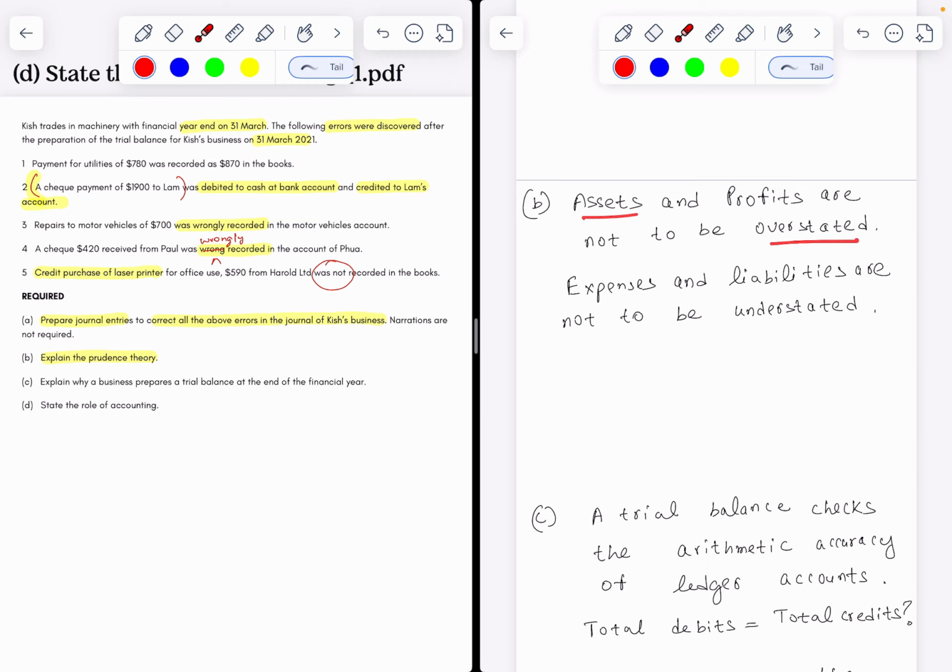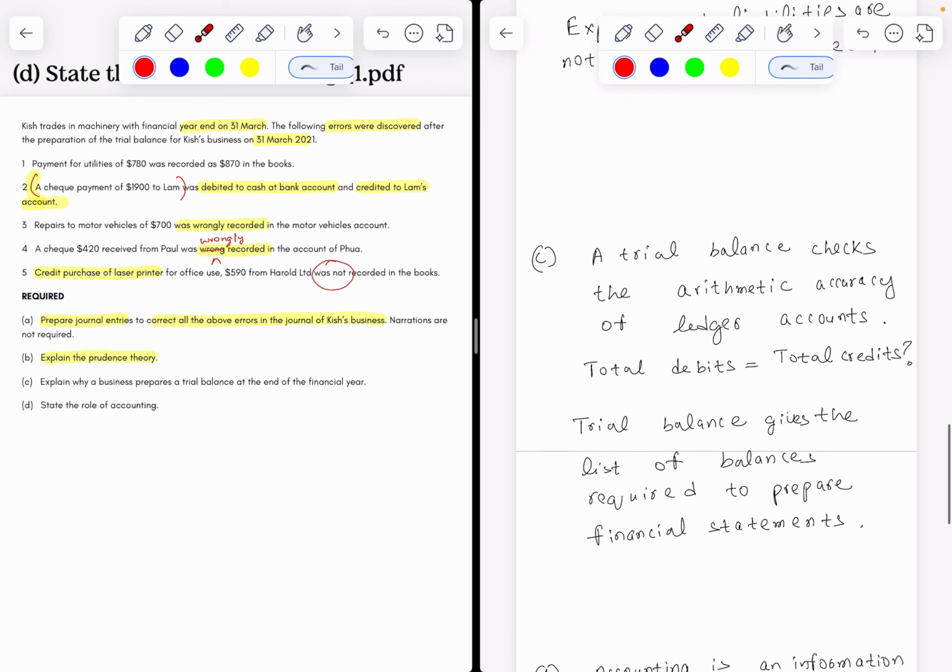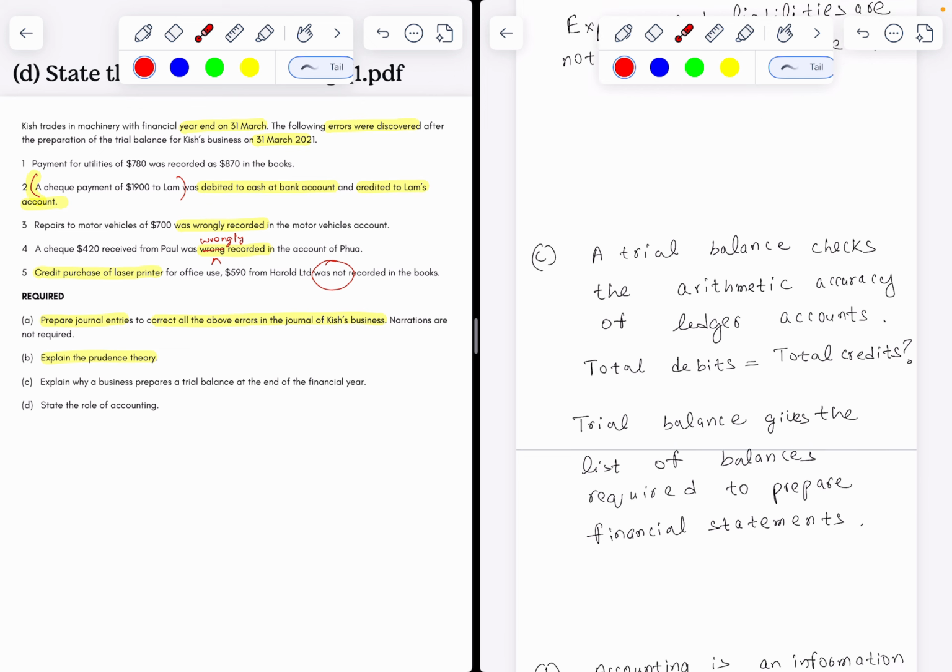So again, this is part of the prudence theory on why we do things like this, where for non-current assets, we would like to show the total depreciation, and for current assets such as trade receivables, we would like to show the allowance for impairment of trade receivables, and then also show the impairment loss on trade receivables or any reversal of impairment loss in our expenses. Okay? All right.